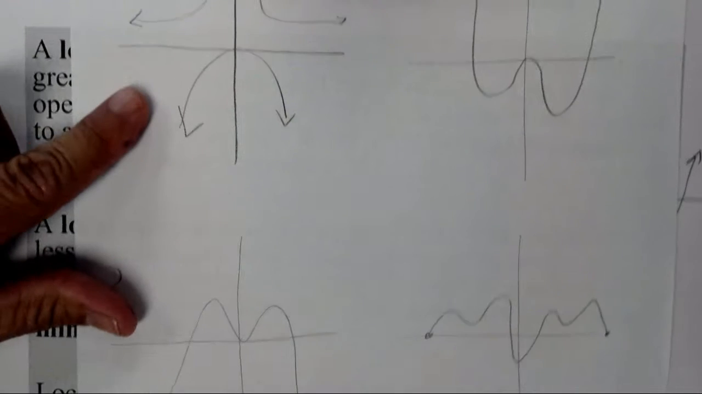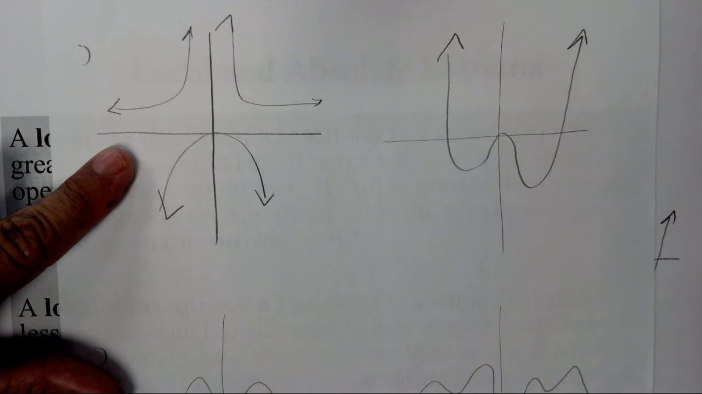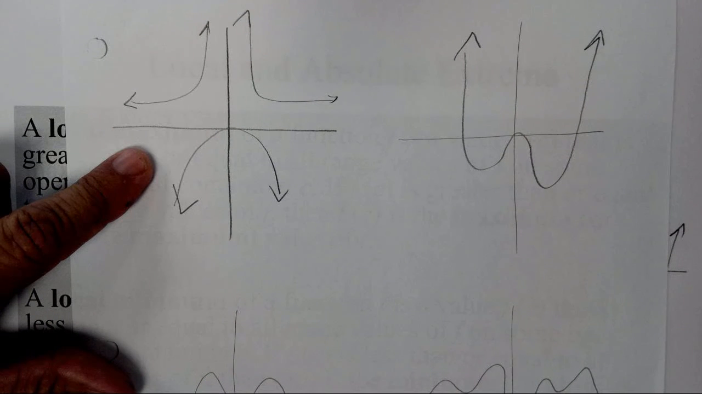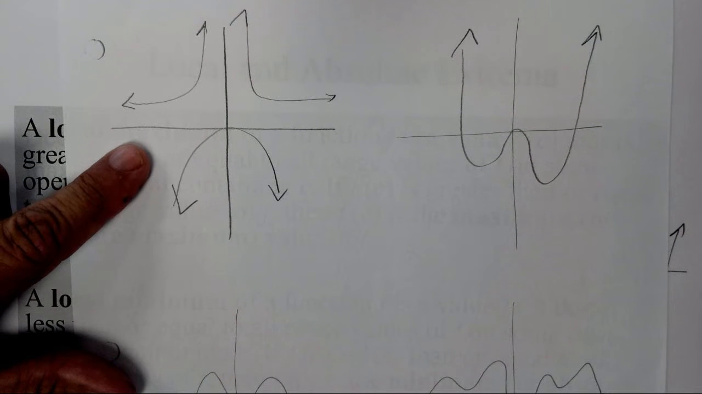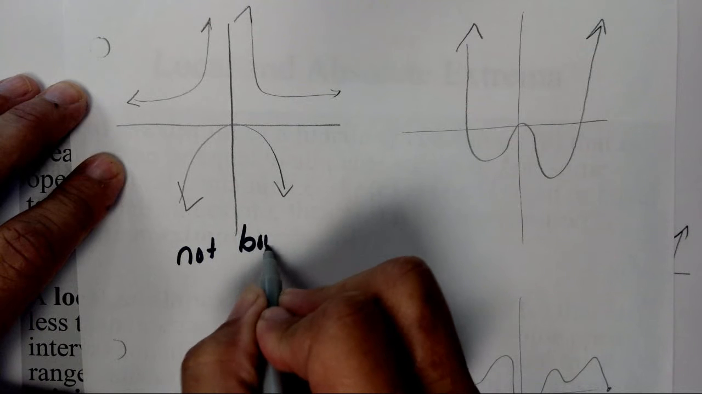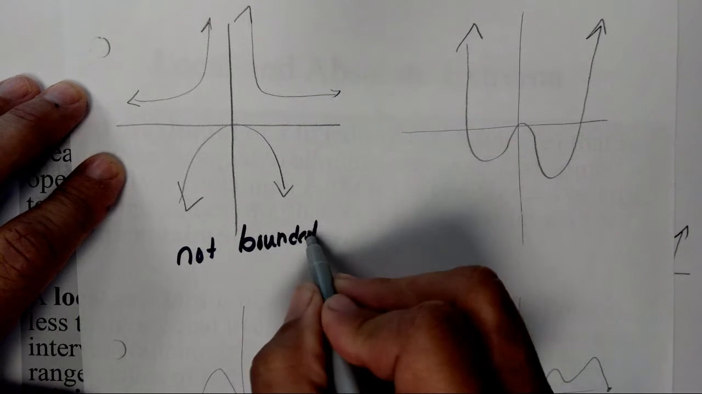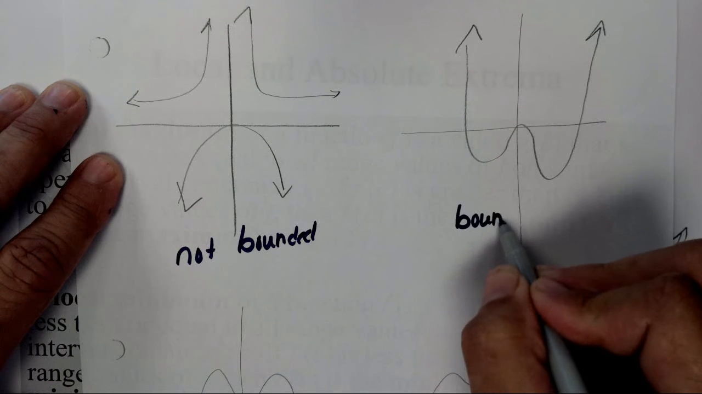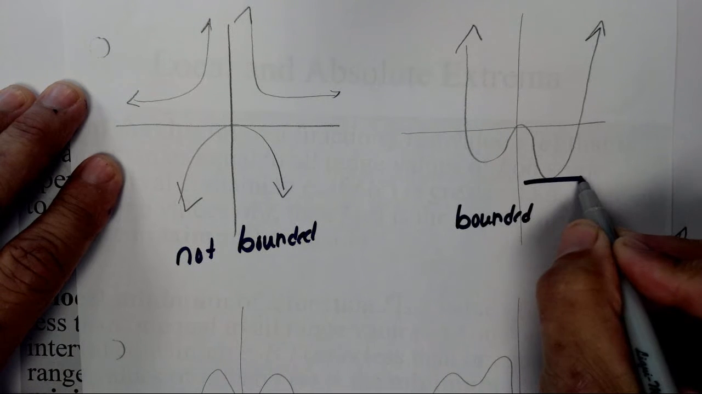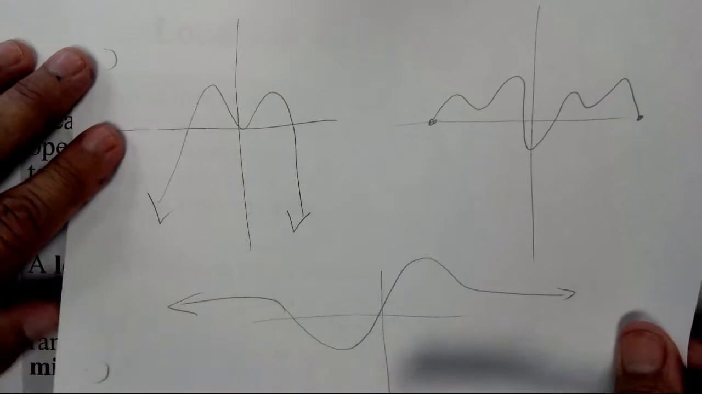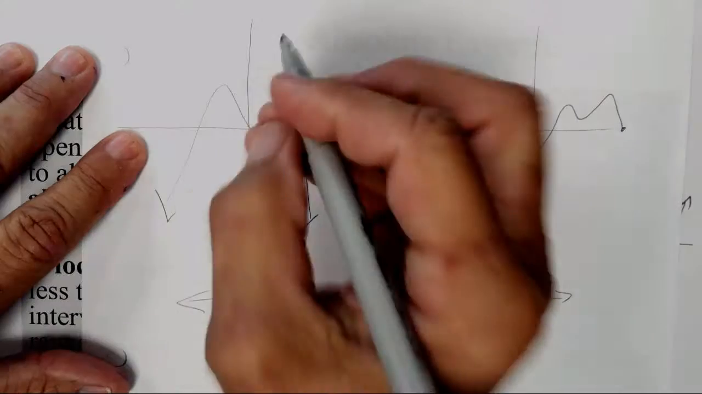So how would we describe this one? Not bounded, because it just keeps going up and it just keeps going down. So not bounded. Here, bounded below. It's got a low point, right? Nothing goes lower than that. So bounded below. Bounded above.